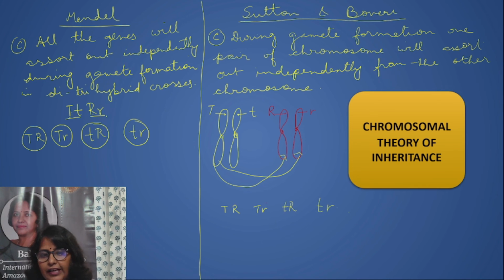But later Sutton and Boveri gave this theory when chromosomes were already discovered and scientists were able to see the chromosomes through the microscope, and meiosis was also known at that time. So they could study the movement of chromosomes in different phases of meiosis. So the chromosomal theory of inheritance became more prominent when it was given by Sutton and Boveri. So this is all for today. Hope you understood this chromosomal theory of inheritance and how it has been correlated with the work of Mendel and Sutton and Boveri.